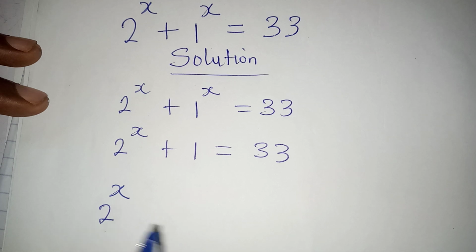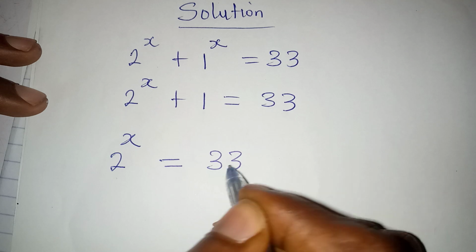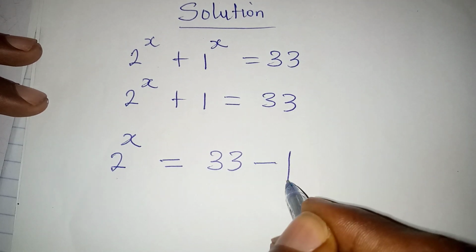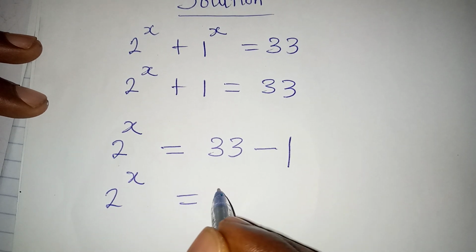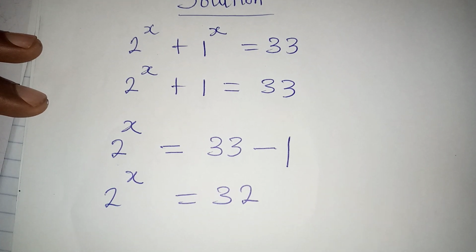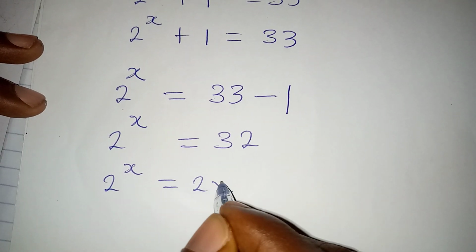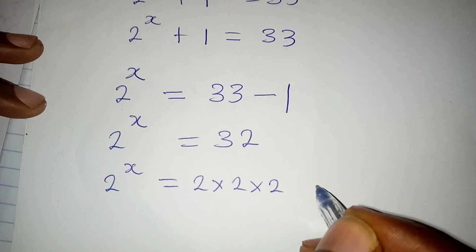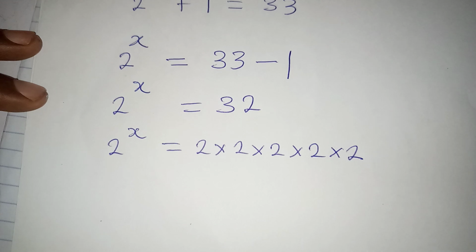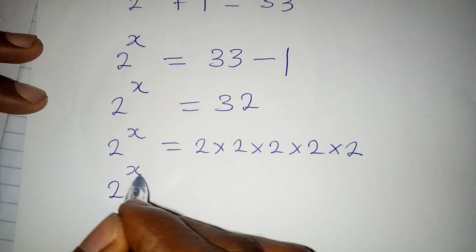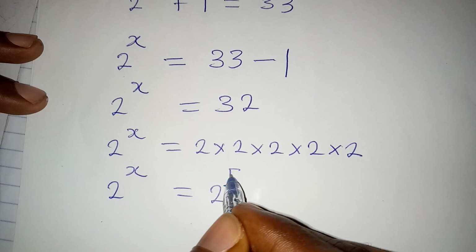Okay, now the next step I will take is to write 2 to the power of x to be equal to 33 minus 1. I'm collecting like terms so that 2 to the power of x is equal to 32. And then 32 will be equal to 2 times 2 times 2 times 2 times 2, meaning we have 2 in 5 places. So 2 to the power of x will be equal to 32, which is 2 to the power of 5.